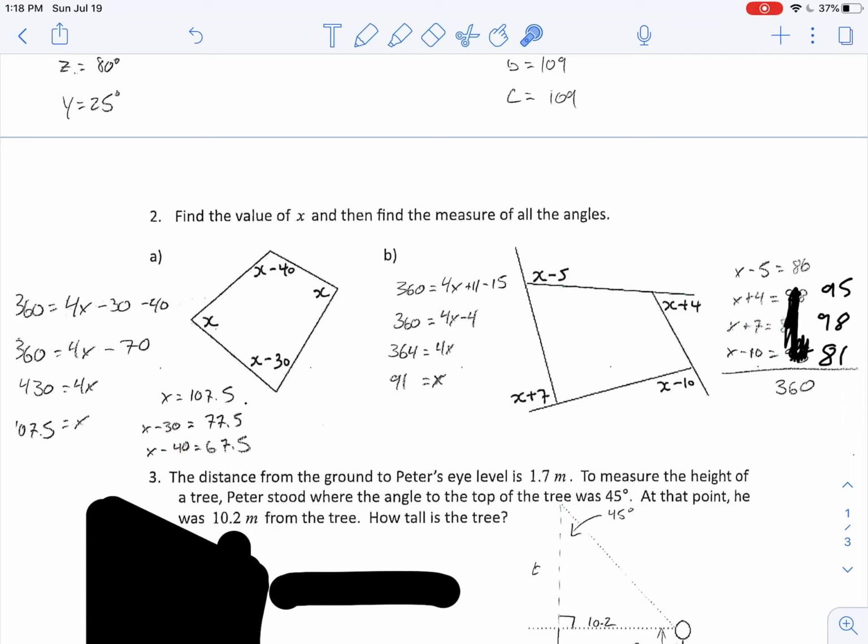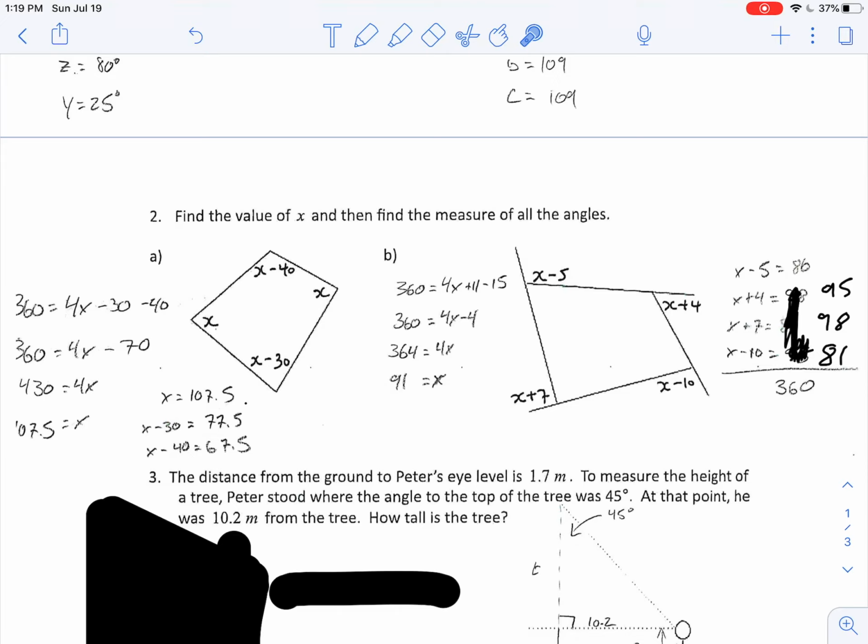For 2b, same approach, except now we're dealing with exterior angles of a polygon. We know that the exterior angles of a polygon must add to 360 degrees. So this plus this plus this plus this gives me 360. Or if I want to write it a little bit quicker, how many x's do I have? I have 1, 2, 3.